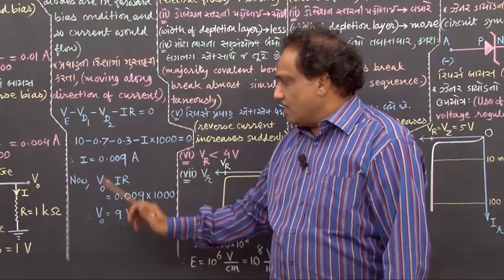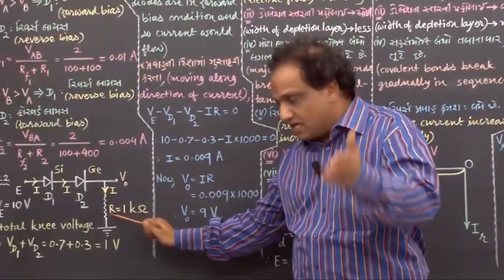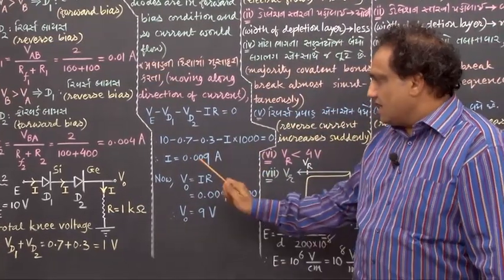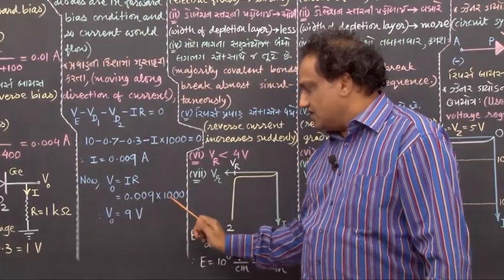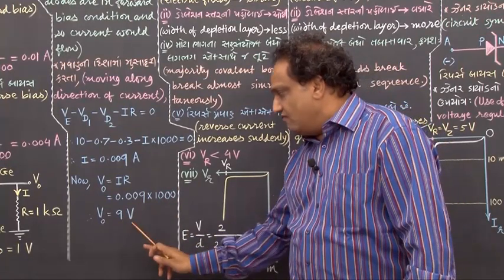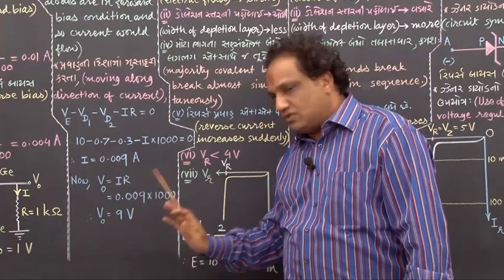And what about the output voltage now? It is the voltage across this resistance, which is nothing but current into resistance, correct? Current is 0.009 ampere. What about resistance? It is 1 kilo ohm, which is 1000 ohm. This multiplication is 9 volt, correct? So this is the output voltage, 9 volt. Got it?